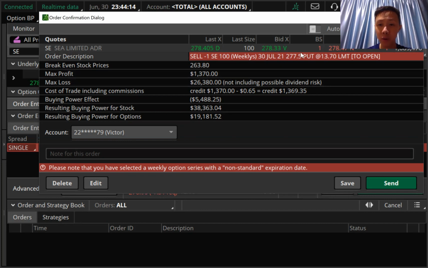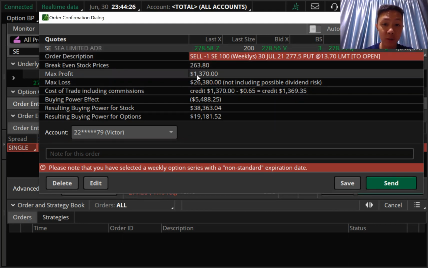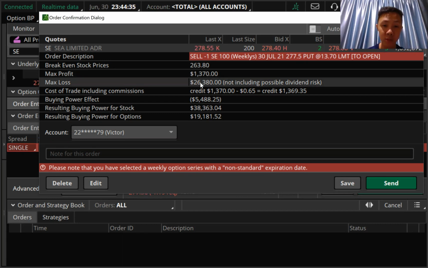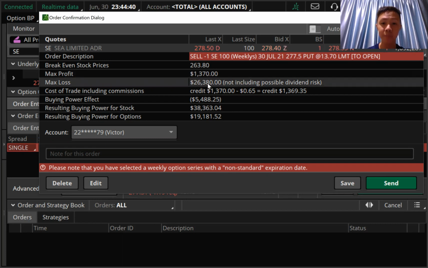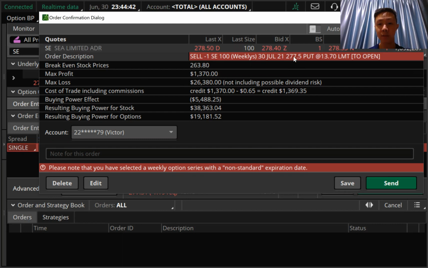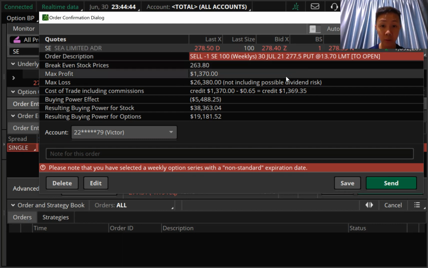So you might ask me, why not 27750, which is 277.5 times 100? Why is it not that amount? Because you have received 1370 already. So TD Ameritrade will assume that you will keep this 1370, and in case of exercise, you need to fork out another 26380. So if you add 1370 plus 26380, it will equal 27750.